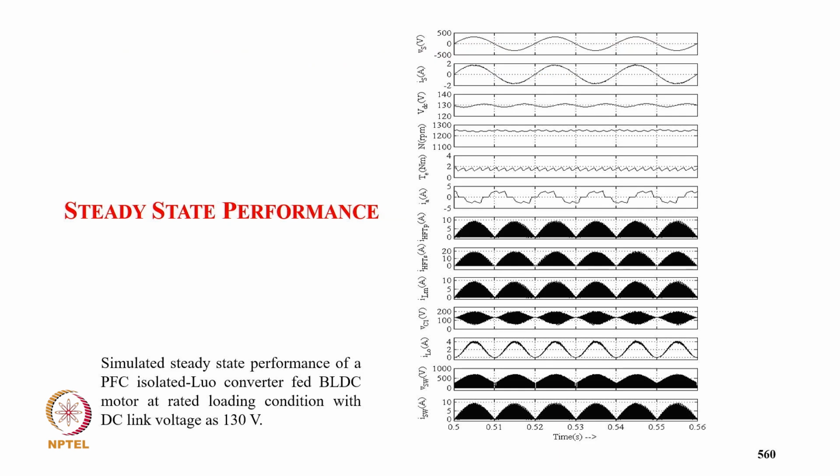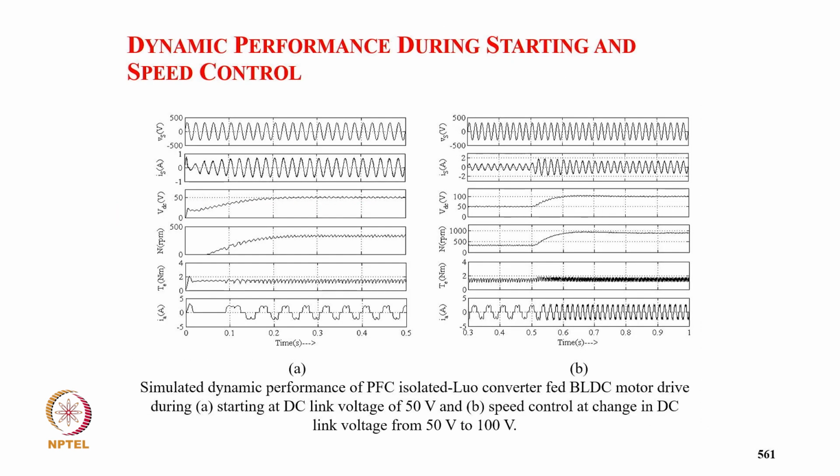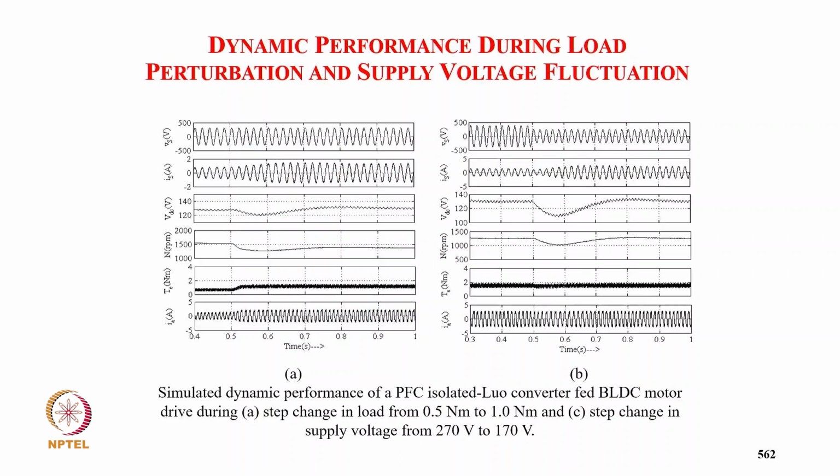And these are the simulated waveforms: supply voltage, supply current. Supply current is in phase with the supply voltage and sinusoidal. Then DC link voltage, speed, torque, and winding current, and then the primary and secondary currents of the transformer. The magnetizing current is continuous. Output inductor current and capacitor voltage are continuous. So this is the starting performance at 50 volt DC link with DC link voltage speed control from 50 to 100 volt.